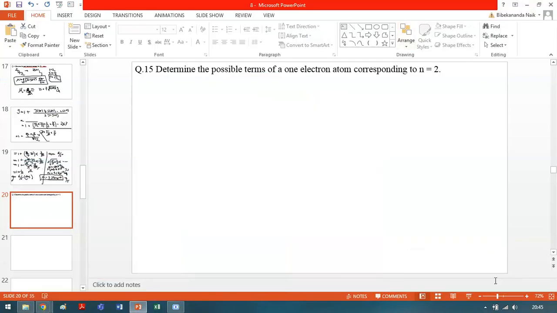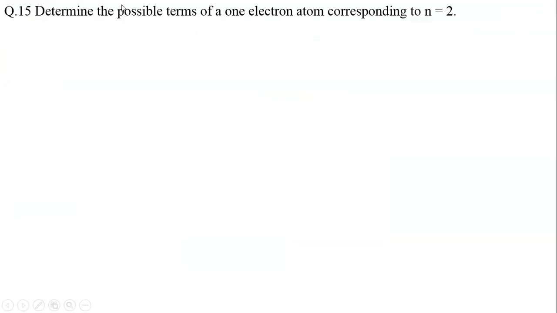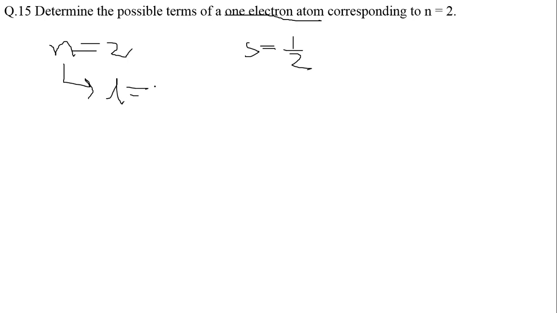The question is, determine the possible terms of a one electron atom corresponding to n equals 2. So we have n equals 2 and one electron atom. So there is only a single electron. For a single electron, we know S is equal to half. But for n, what is the L value? So L is 0, 1, 2 up to n minus 1.